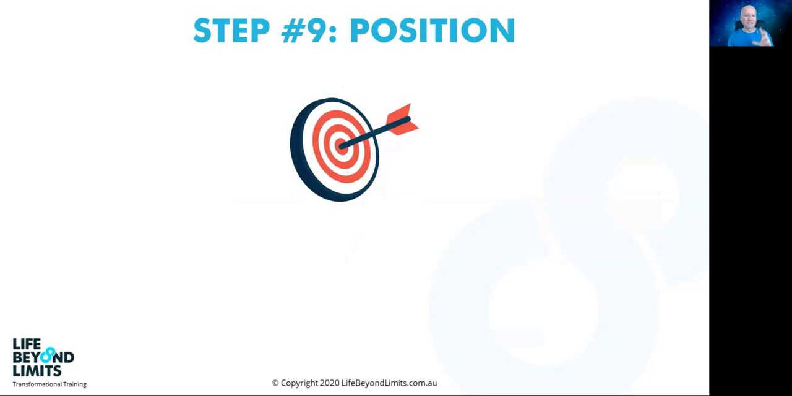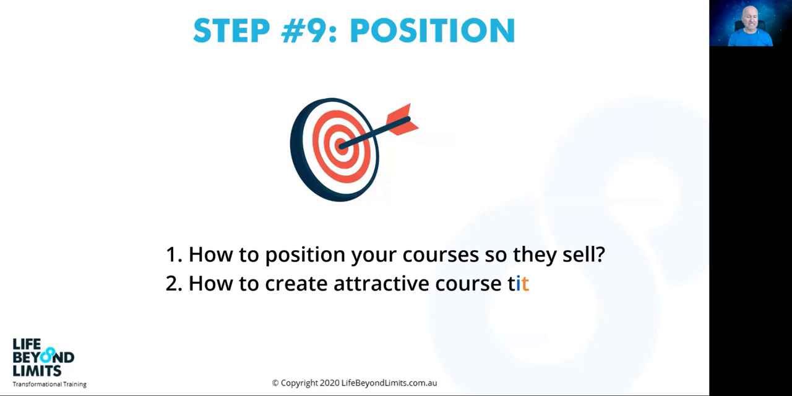Now we're almost at the end. Number nine, position. Essentially what you're doing is positioning your courses so that they can actually sell. The real key here is to create attractive course titles, and there are some real fundamental marketing skills that you need here. So in the course, we talk very specifically about how to title your courses.